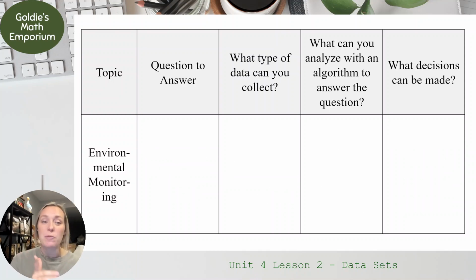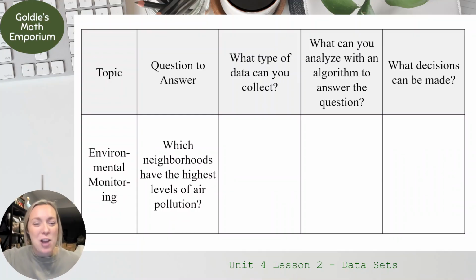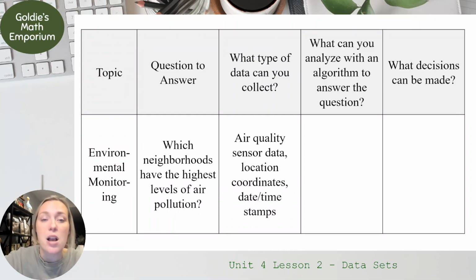All right. Last one, environmental monitoring. Which neighborhoods have the highest levels of air pollution? If this was a question you wanted to investigate, what type of data could you collect on air pollution? There's air quality sensor data, location coordinates, and date timestamps. Now, again, like location coordinates, why would I just collect that? But the idea is that you have more data to collect to help you answer these questions.